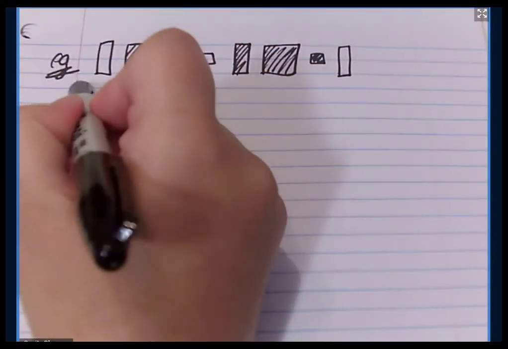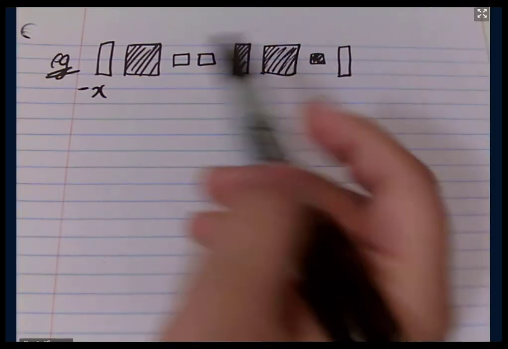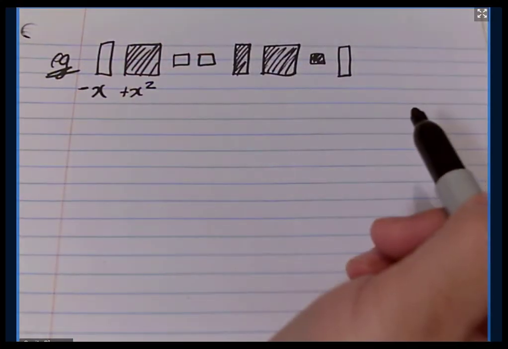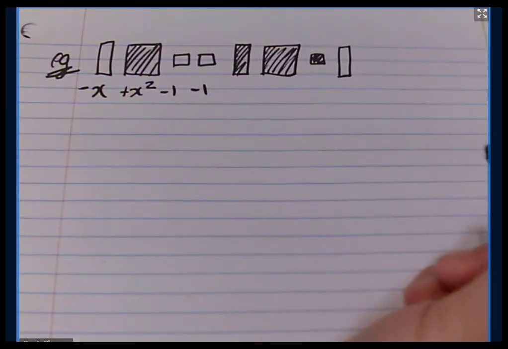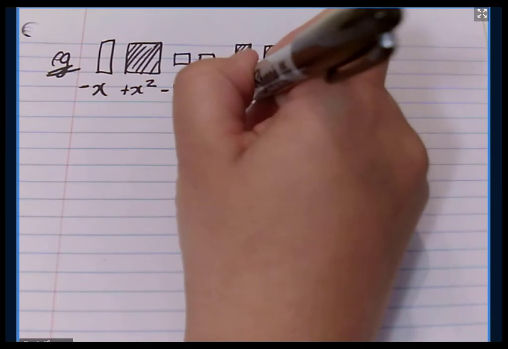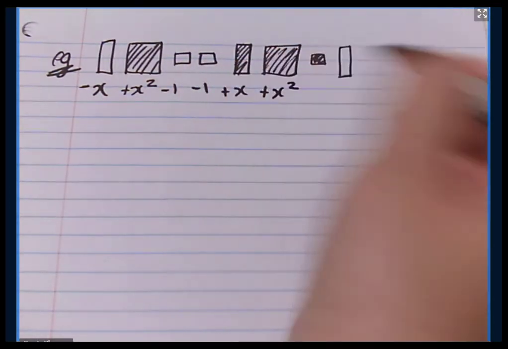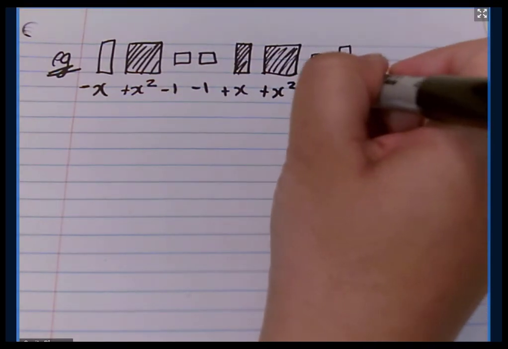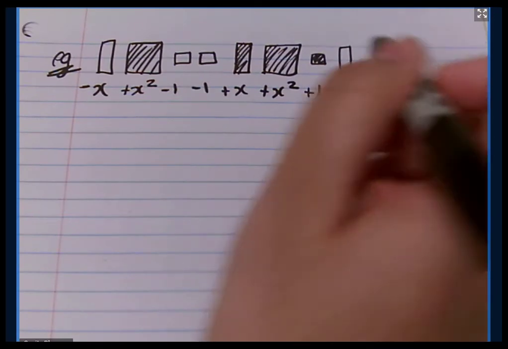So this would be a negative x. This would be a positive x squared. Then we have a minus 1 and a minus 1. Then we have a plus x. And then we have a plus x squared. Then this little guy, this one is a plus 1. And the last rectangular one, that's a minus x.